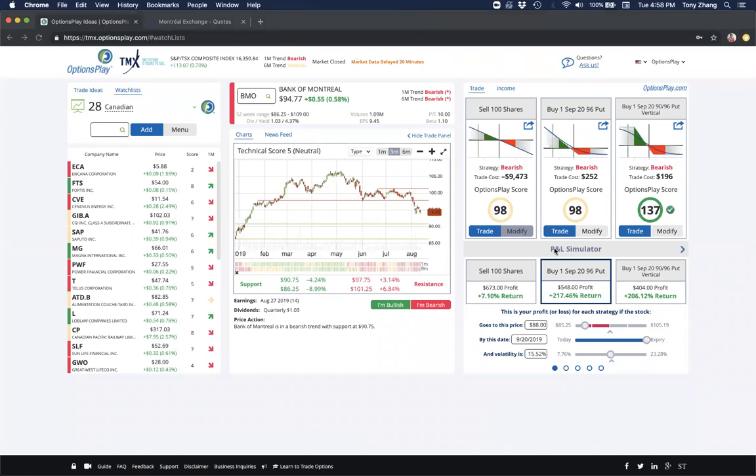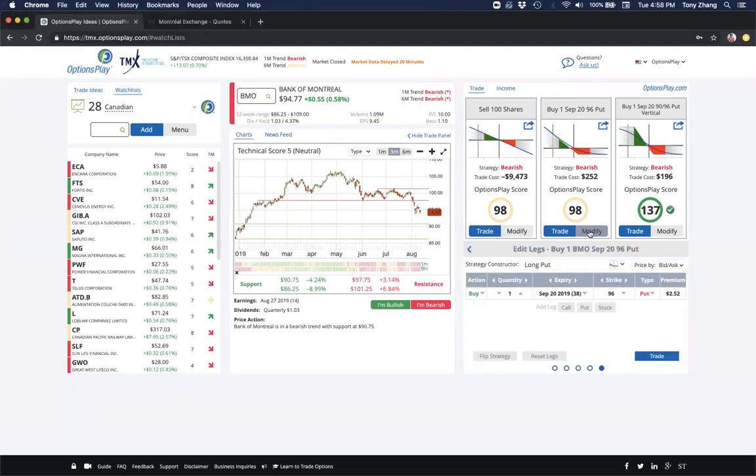You just simply place the strategy that you want, put your outlook into the P&L simulator, and it always spits out the strategy to trade. And many of you that are more experienced with trading can always change the inputs. So you can change the expiration date, you can click on modify, you can change a different expiration date.